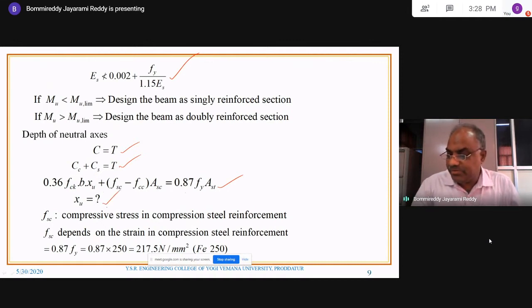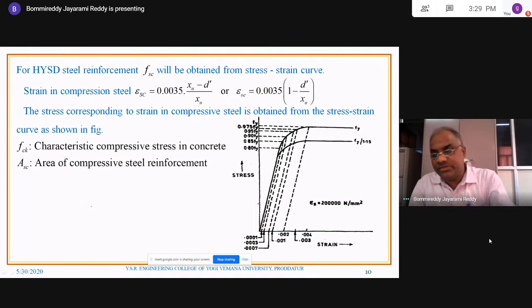In the previous case, what we did, the same procedure for calculating xu. Now the additional term, (fsc minus fcc) into Asc, will come into picture as CS, and based on that, get the value of xu. Once the xu value is known, then find out the different types of sections.